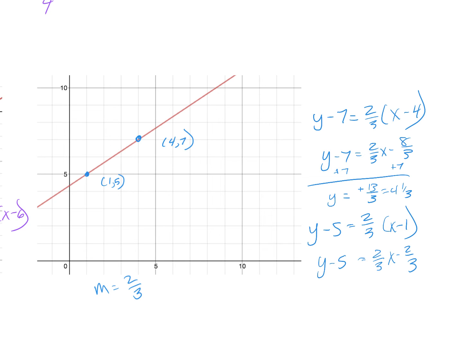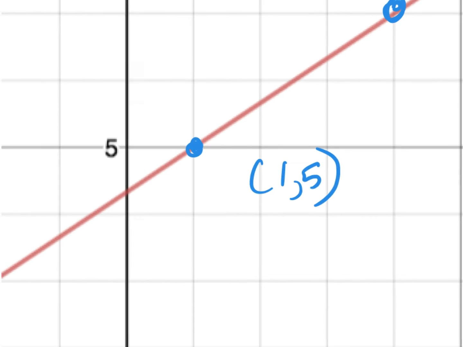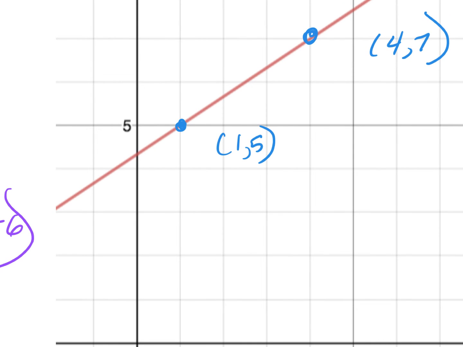And let's see. Oh my gosh, guys, I feel like I'm getting the exact same answer. And if I look at my graph, how do you guys feel about my y-intercept being 4 1/3? Doesn't that look about right? Yeah.